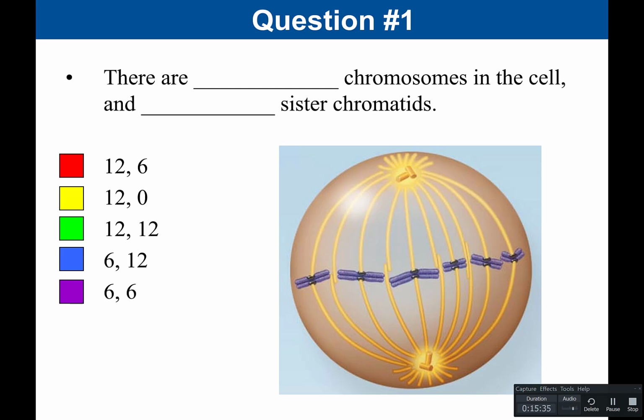So let's go through and talk about what these questions are. First question: there are blank chromosomes in the cell and blank sister chromatids. I want you to take a minute, pause your video, and when you're ready, push play to see the answer. So let's look at this. How many chromosomes do we have? We have 6: 1, 2, 3, 4, 5, 6. We have 6 chromosomes because they're held together at centromeres. And blank sister chromatids or blank DNA molecules, that answer you have to post. So I helped you with the first part, but you need to go on and post your answer for this one.